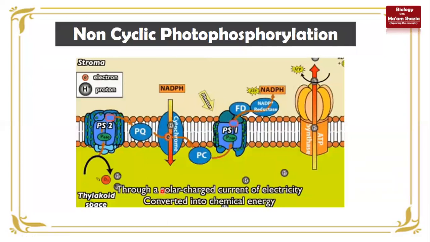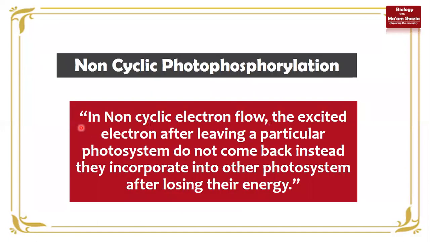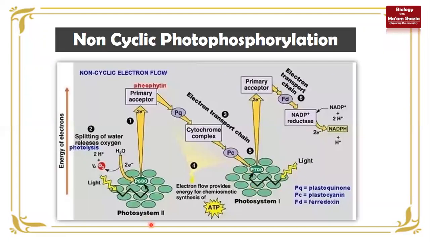This is non-cyclic photophosphorylation. What is non-cyclic photophosphorylation? It is basically non-cyclic electron flow. That is, the excited electrons after leaving a particular photosystem do not come back. Instead, they are incorporated into the other photosystem after losing their energy. Now look at this diagram. This is one photosystem. This is another photosystem.